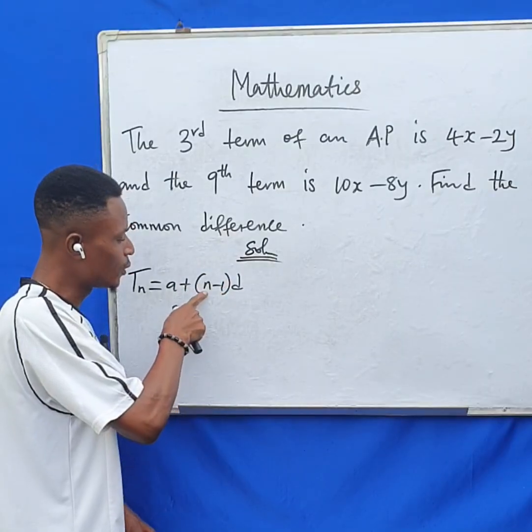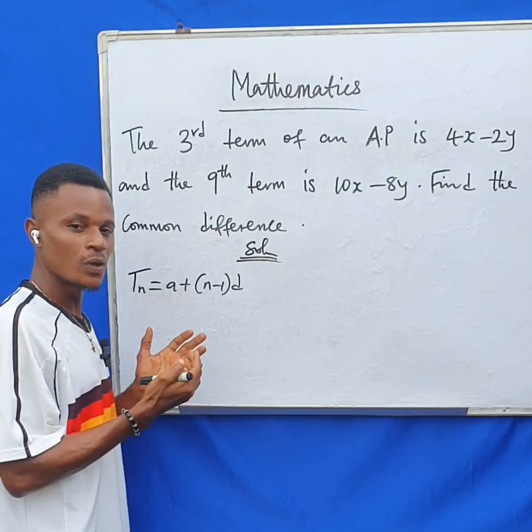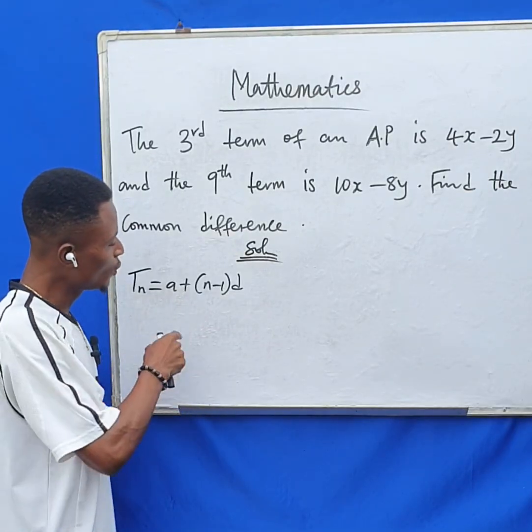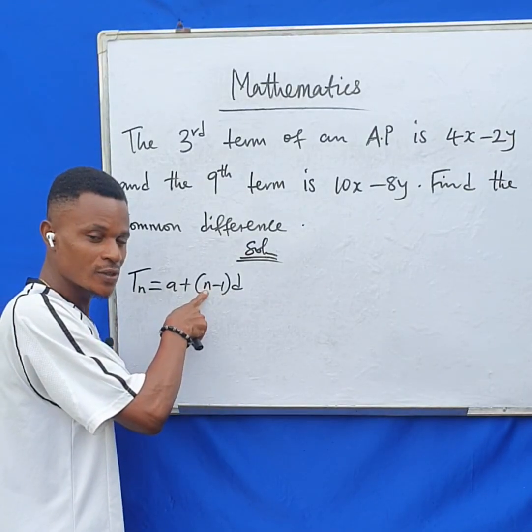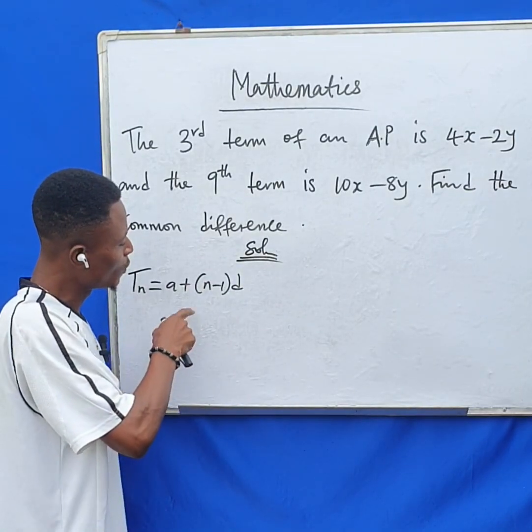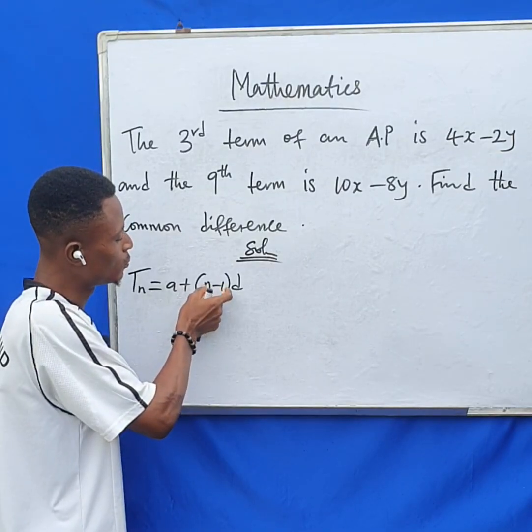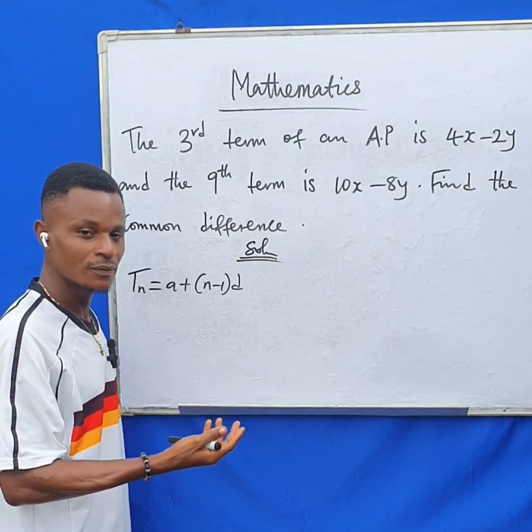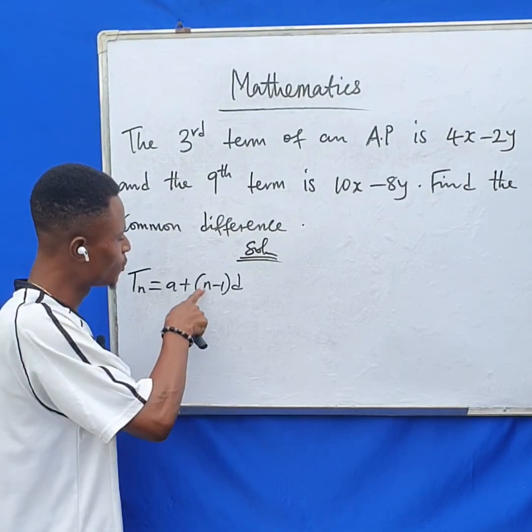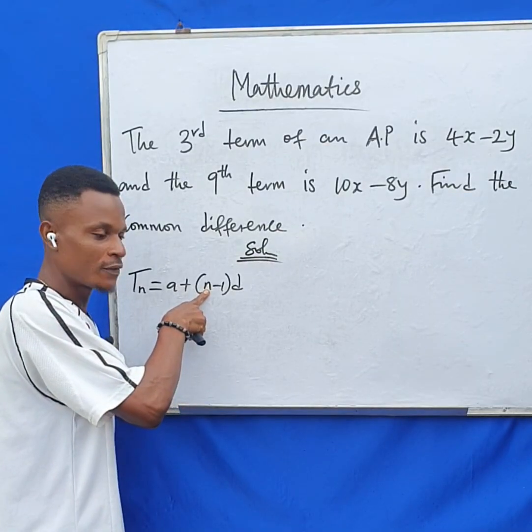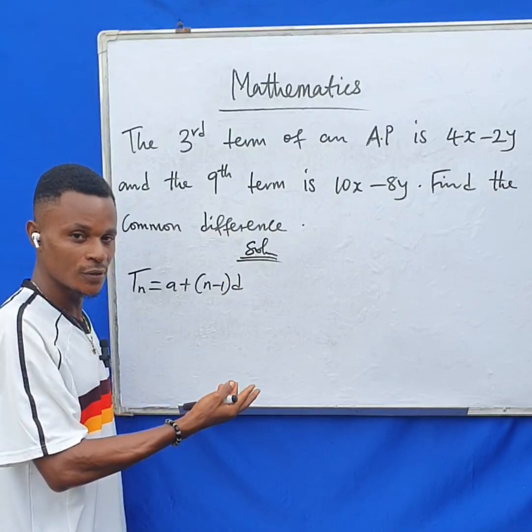Now, if, for example, you're dealing with the third term, I want to give you an idea of where my formula will be coming from. If you're dealing with the third term, that means n here will be equal to 3, right? Because it's the third term. Now, if you put 3 in place of this n, you're going to have 3 minus 1, which is 2. And if you attach that 2 to this d, you're going to get 2d. If you're dealing with, let's say, the fifth term, if you put 5 in place of n, you're going to have 5 minus 1, which is equal to 4, then times d, which is 4d.